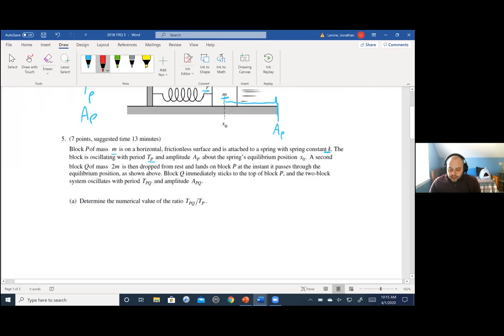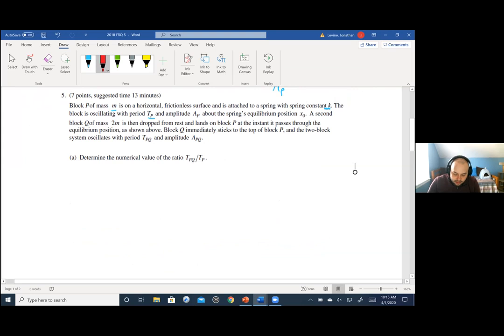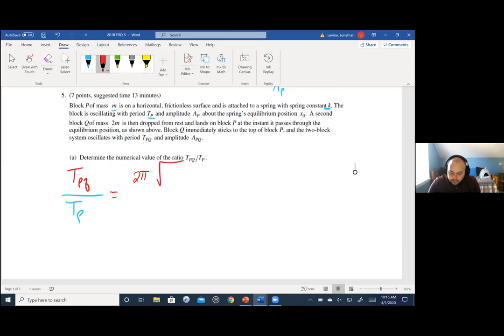So first off, what are we actually doing? We're taking TPQ and dividing it by TP. So when we do this, we have to write out the full expression, which is 2 pi square root of 3m over k divided by 2 pi square root of m over k. This requires some knowledge of our rules for radicals, because I think what's easy to start off with here is to cancel out the 2 pi's. Those are not relevant in this problem.